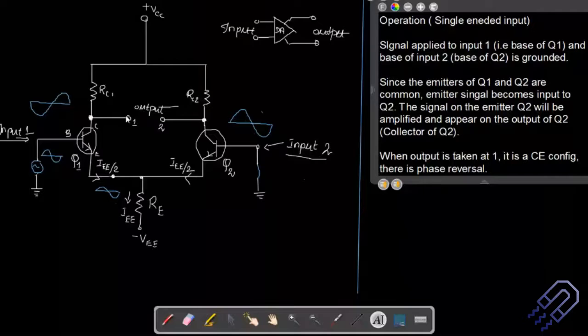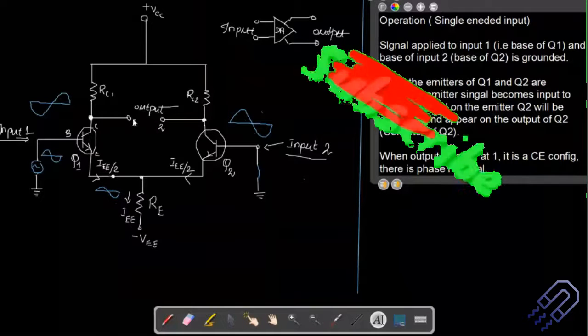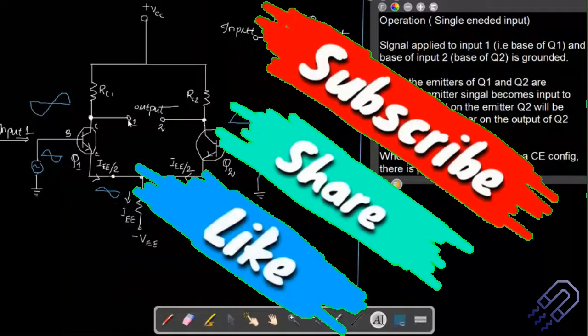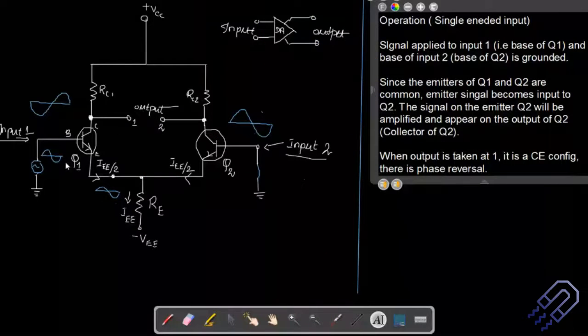So how do you understand that this is a phase reversal, and why do we say it's a common emitter configuration? Because you are going to take the output from this end. This particular end is common to both input and output. This is your input, and this is the part where we are taking the output. On both sides the emitter is common, so we call it a common emitter configuration. If it's a common emitter configuration, there is always a phase reversal of 180 degrees.